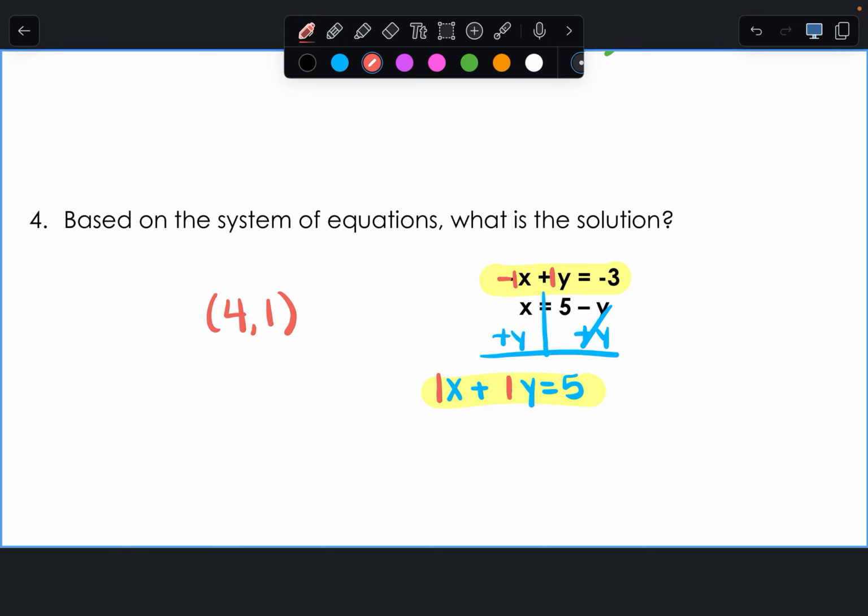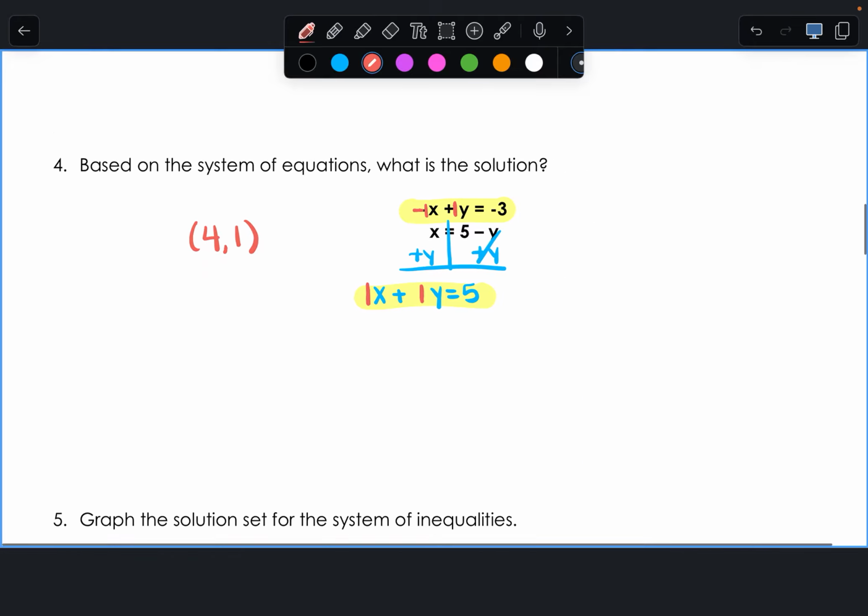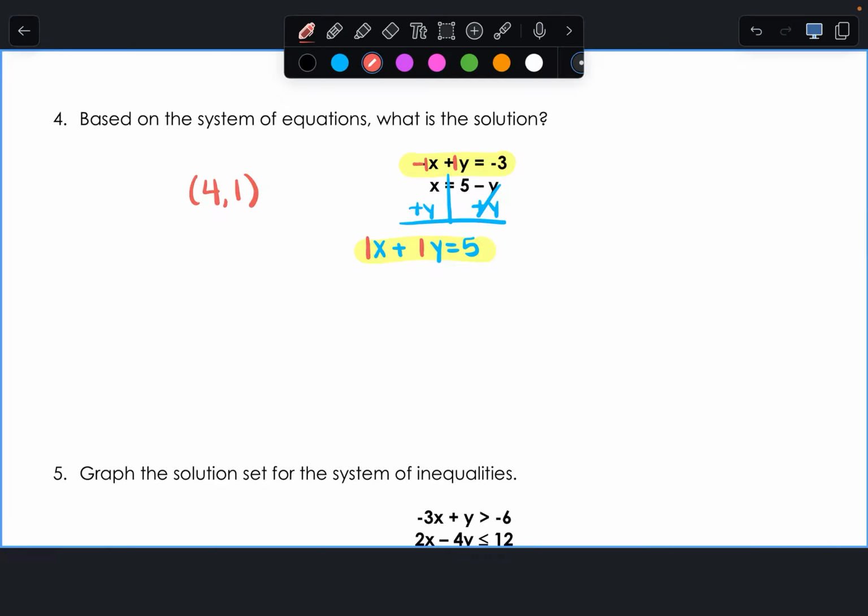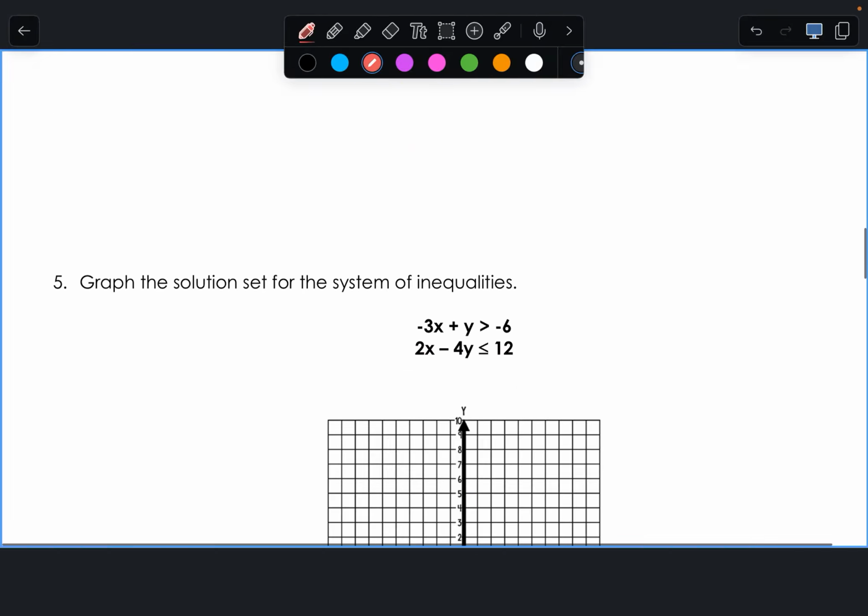You can solve for y if you prefer it that way to do the intersect method. I just think there are more errors when you're solving for y, from what I've noticed.